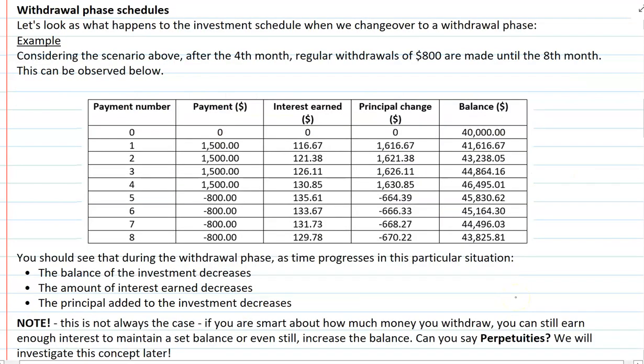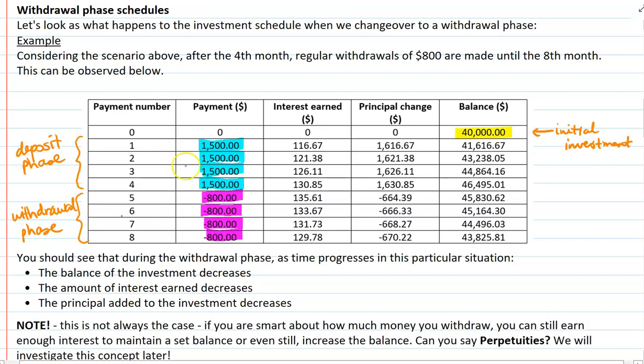Let's now have a look at what happens when we change over to the withdrawal phase of an investment, which means that we're changing over from depositing money to now withdrawing money from the account. So if we're considering the same scenario, in this case here, after the 4th month, we've changed to regular withdrawals of $800, and you can see that's made up until the 8th month. So having a closer look at this, our deposit phase you can see is in the first 4 months, and then we change over to the withdrawal phase for the next consecutive 4 months.